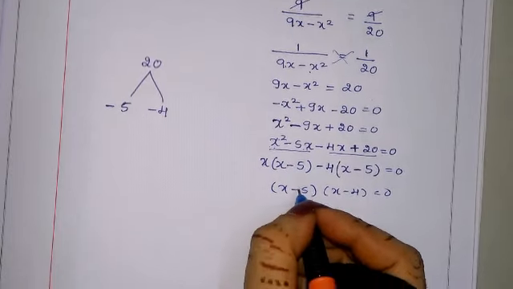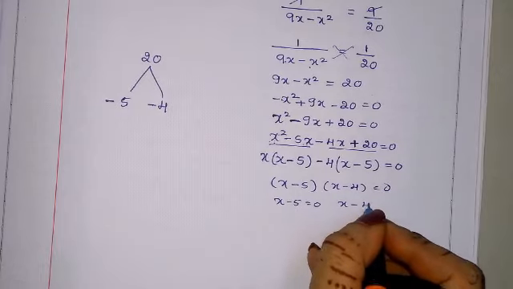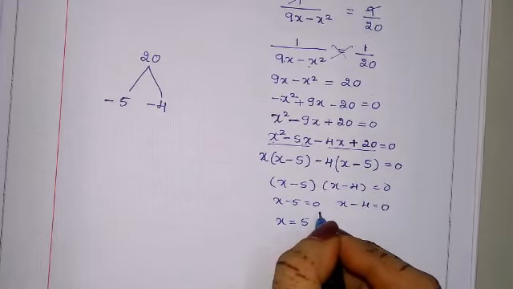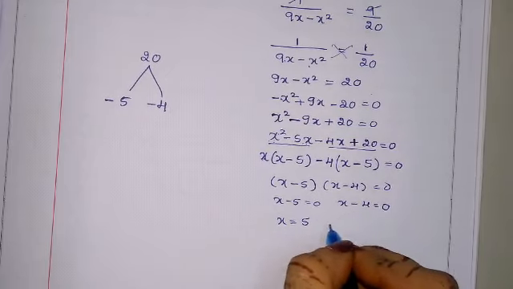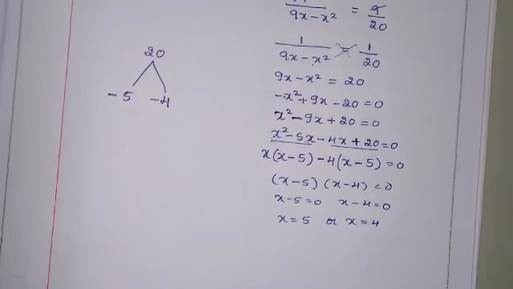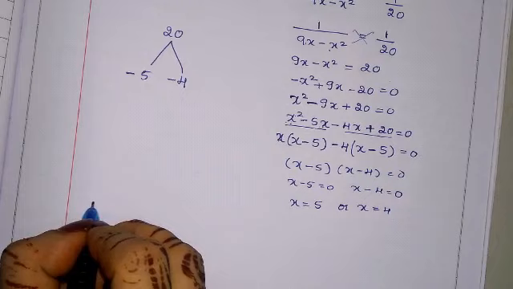So x minus 5 equal to 0, x minus 4 equal to 0. X is equal to 5, minus 5, if I bring this side it will become plus 5, or x is equal to 4. Here we have two values of x. So let us find how we will find the y value.